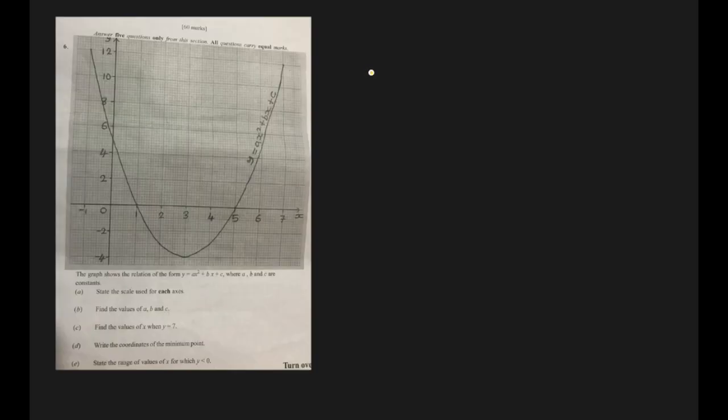Question number 6. They have given a graph here, and the graph shows a relation. This is a quadratic graph. They have written the equation, where A, B, C are constants. State the scale used in each axis. So we can write x-axis first. In the x-axis, 1 centimeter is equal to 1 unit, and in the y-axis, 1 centimeter is 2 units. That's the scale.